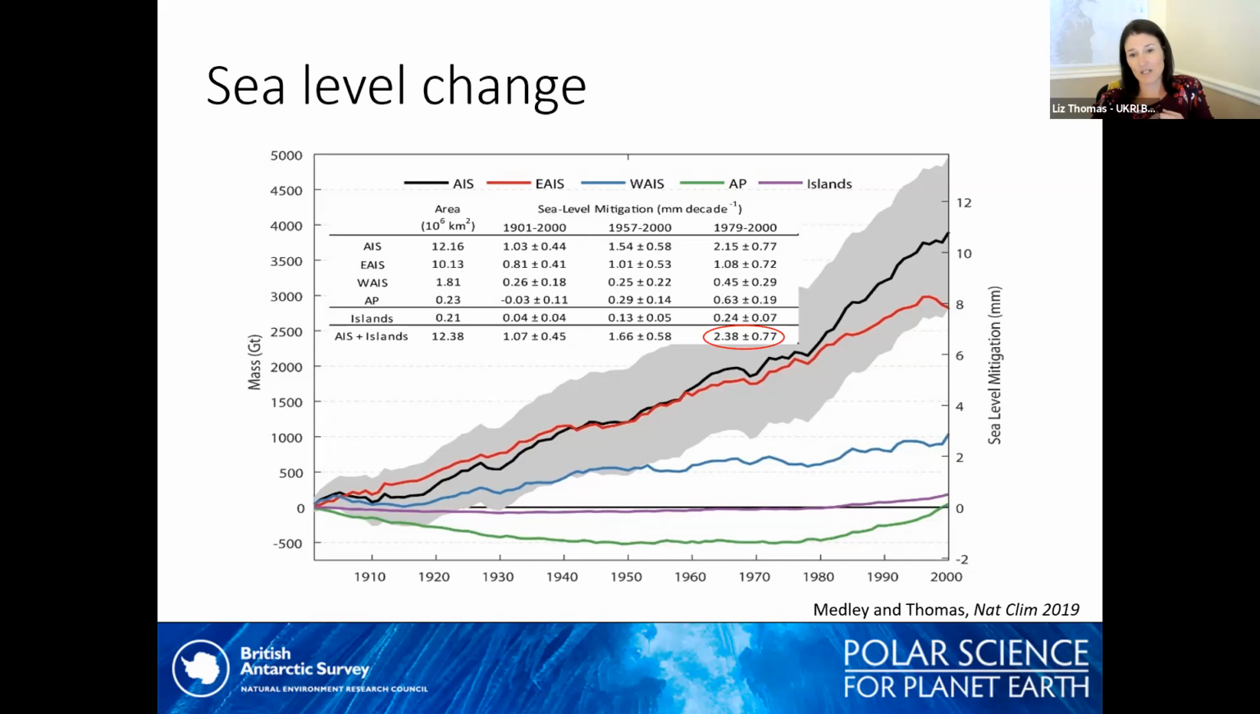What's interesting is that looking here at the total Antarctic ice sheet, we can see that the dominant contributor to the sea level mitigation is actually from East Antarctica. And this is the region that in previous studies, people had assumed there'd been a very insignificant change. But I think it's important to remember that when area weighting these records over such a vast area as the Antarctic plateau in East Antarctica, very small changes can actually build up and have a very significant impact on sea level.